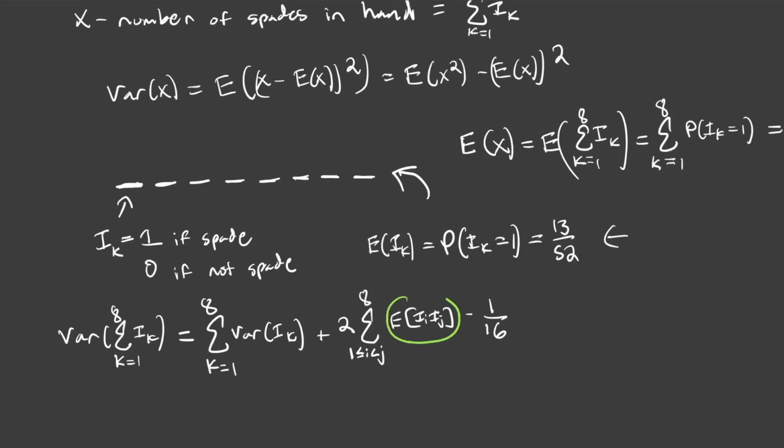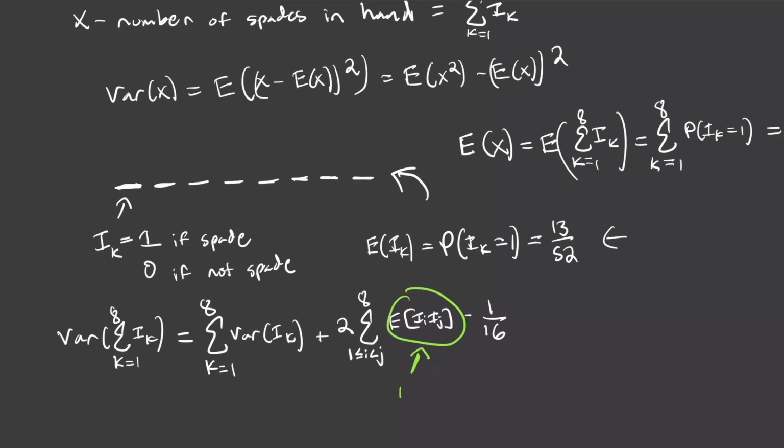So now what is this right here? Remember, I sub i and I sub j are not independent, so we can't just multiply their expected values. Well, in this expected value, we're multiplying two indicators that could each either be 1 or 0. So when they're multiplied, this is only going to be 1 when both of them are 1, right? Because if one is 1 and the other is 0, then it's going to be 0, and if they're both 0, then obviously it's going to be 0.